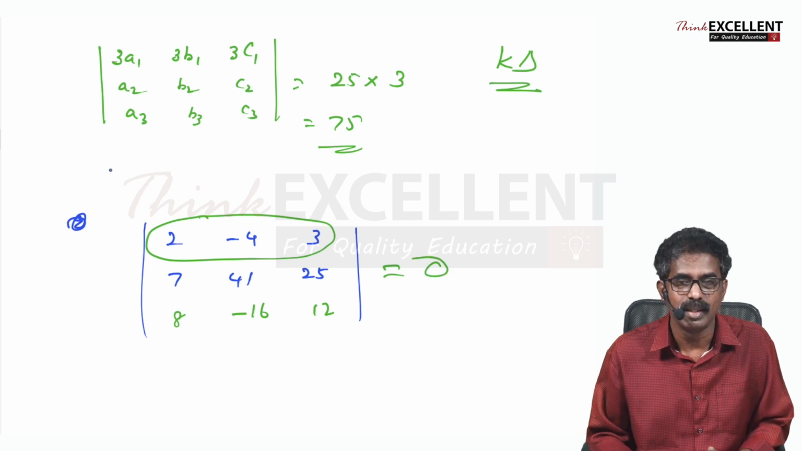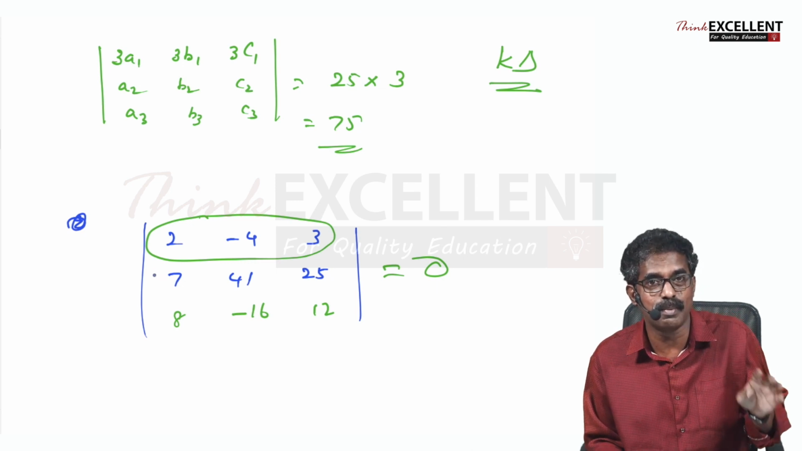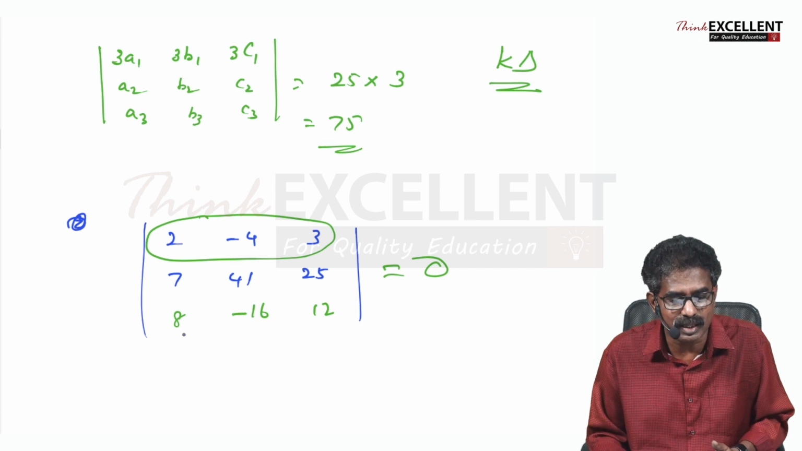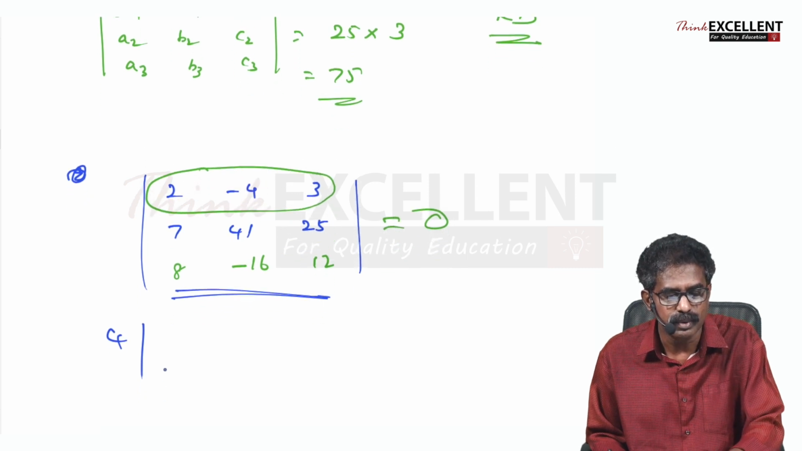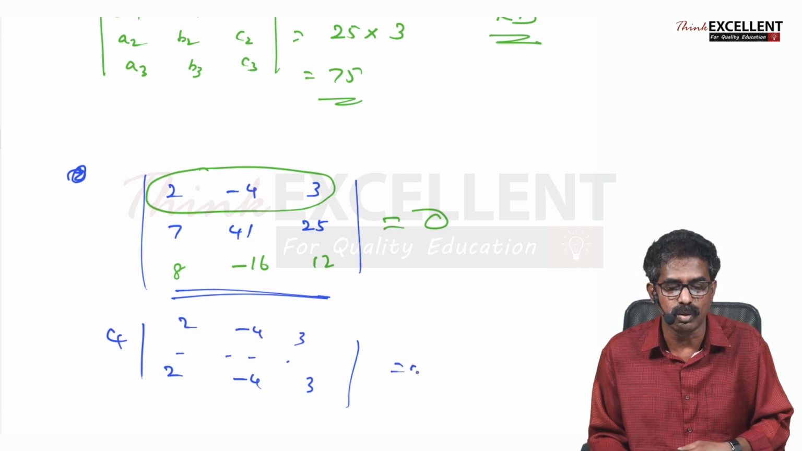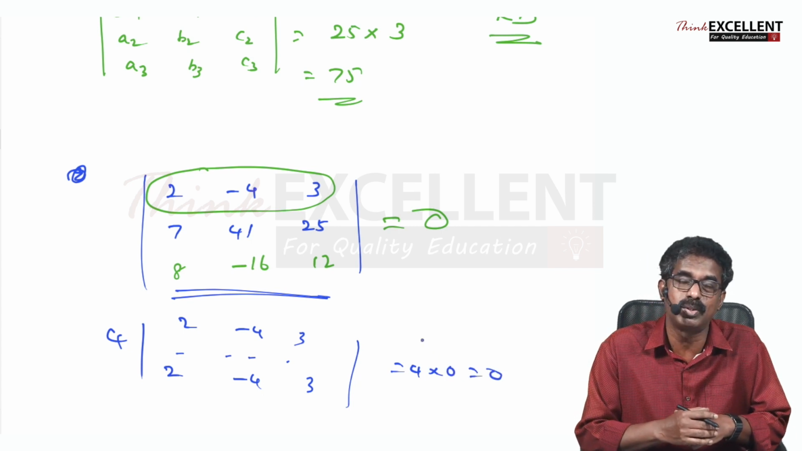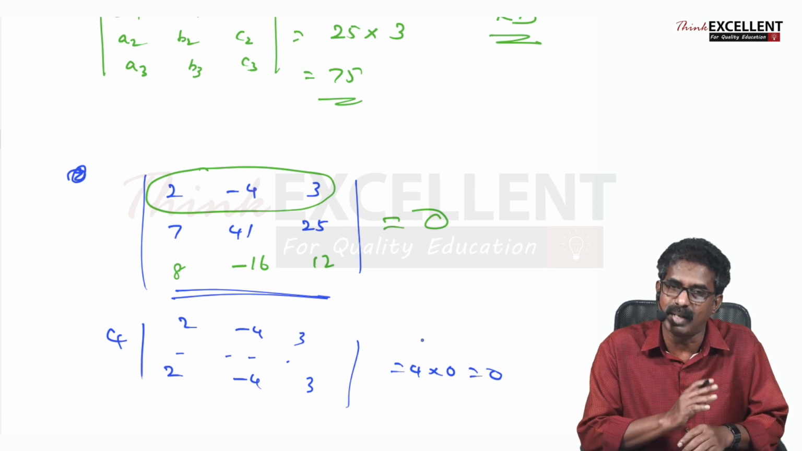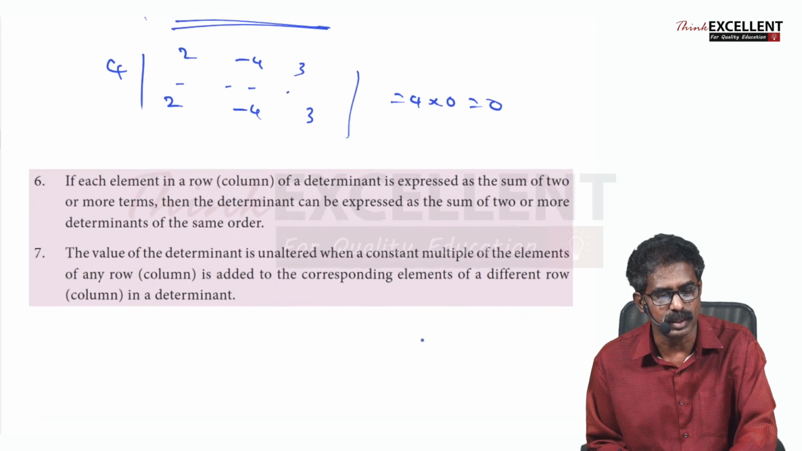You know why? We studied that if something is common, you can take it out, in one row, not for all the elements because it's a determinant. In the last row, what is common? 4. If you take 4 outside, the third row becomes 2, minus 4, 3. First row also 2, minus 4, 3. Second row, whatever it is, two rows are identical. So 4 into 0, so the answer is 0. So remember, in 2 cases the determinant becomes 0. When two rows are identical, the value becomes 0. When two rows are proportional, some multiple of, again the value becomes 0. So these are the 5 properties I taught.